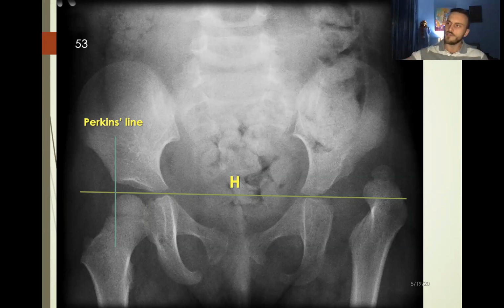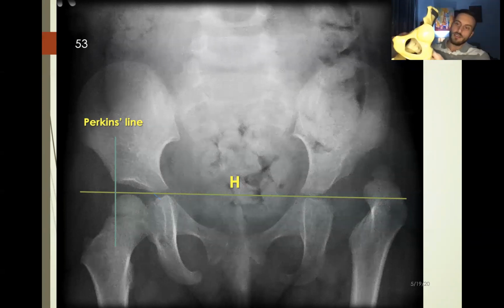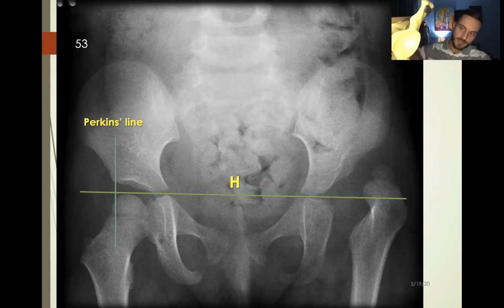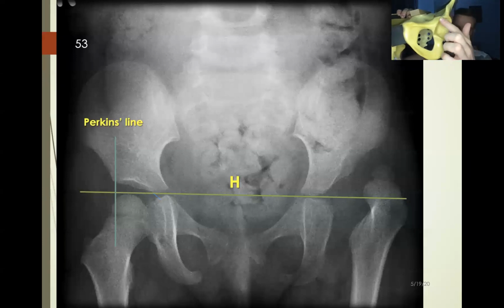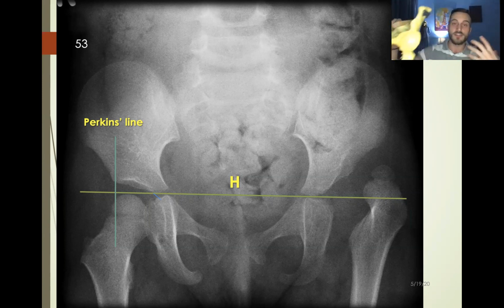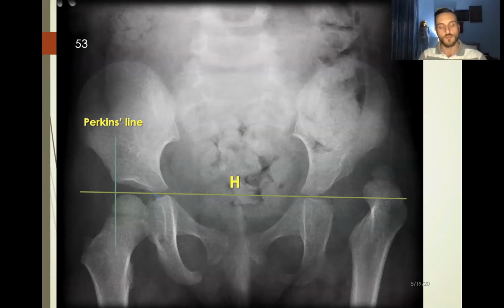So I'm going to show you this model. In the model here, you can see that we have the anterior part and the posterior part of the acetabulum. This is the anterior part and this is the posterior part. The anterior part is called the anterior lip, and the posterior part is called the posterior lip. How can we see this on the X-ray?